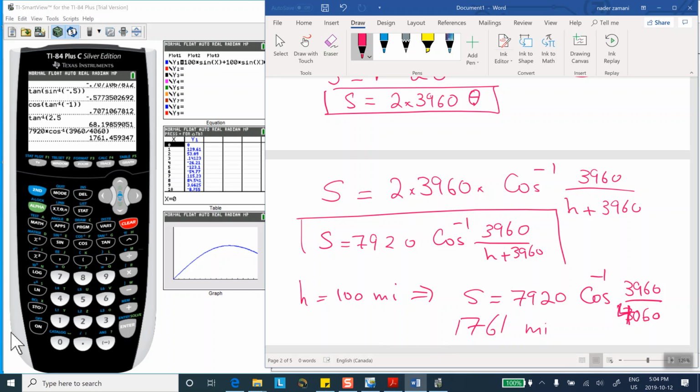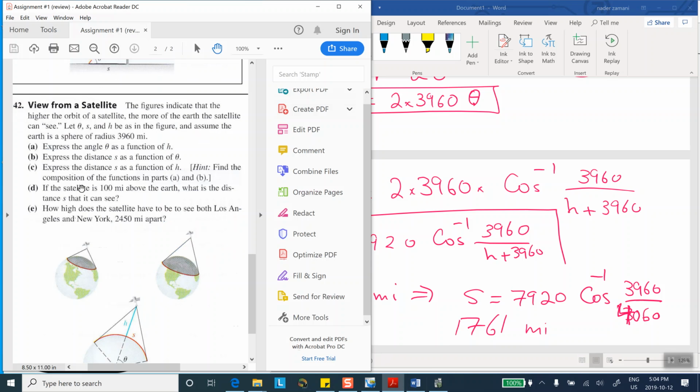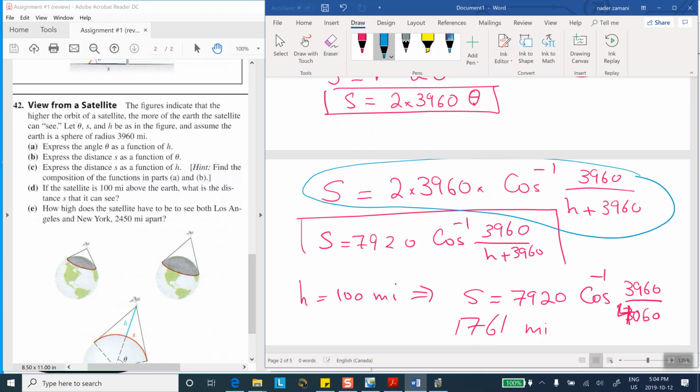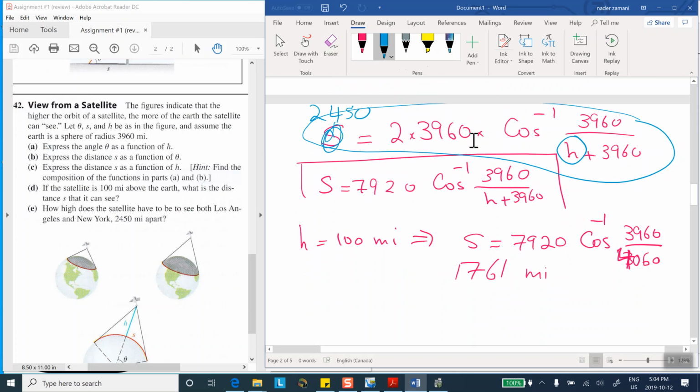All right, what's the next question? How high does the satellite have to be to see both Los Angeles and New York? The distance between the two of them on the ground is 2450. In this expression, we know that S has to be 2450, and we want to calculate h from it. Let's go ahead and do that.